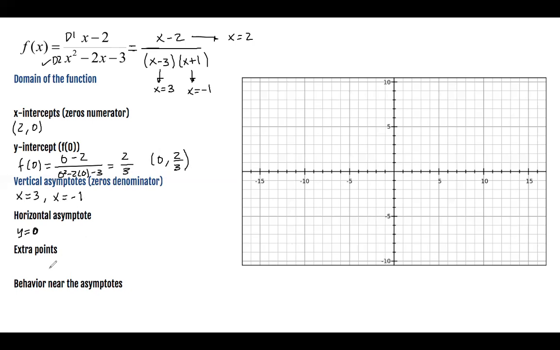2/3. And the domain of the function is, it goes from minus infinity to minus 1, from minus 1 to 3, and from 3 to infinity. So later on, we're going to find the extra points, the behavior near the asymptotes. But for now, let's just use what we have to get the skeleton or the guidelines to sketch our graph. So this is going to be 1 to 3.